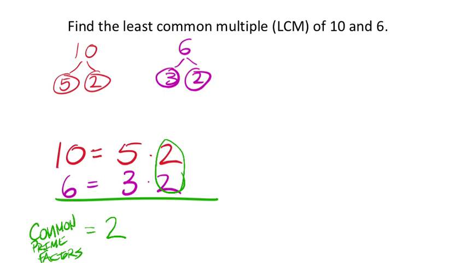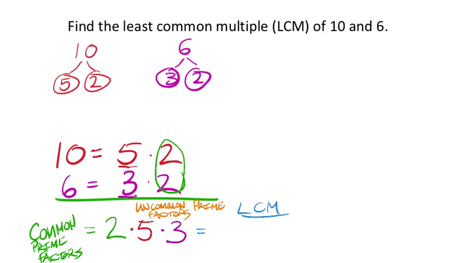But then I need to also multiply by my uncommon prime factors. So in the list, I have this 5 in red. It didn't have any common factors to pair with it. And I also have a purple 3 to include there. So when I multiply these together, I will have my least common multiple, which is 2 times 5 is 10, times 3 is 30. And that would be my lowest common multiple there.